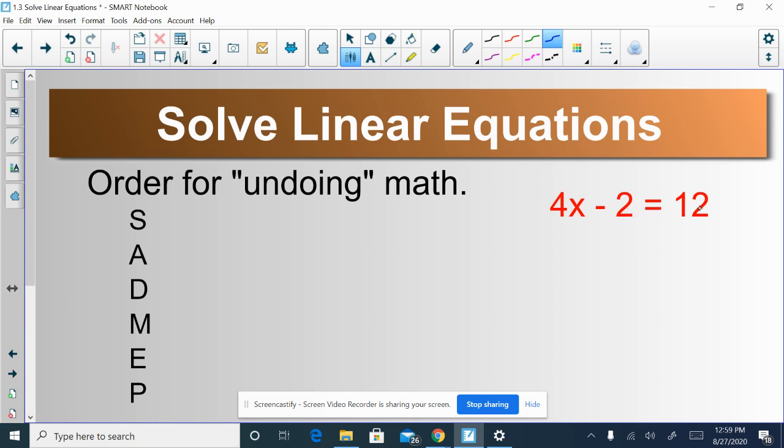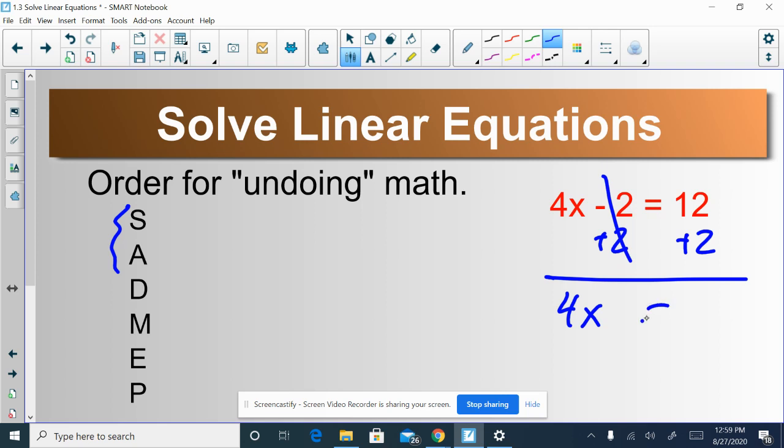So we should be able to do this pretty consistently, pretty effectively. 4x minus 2 equals 12. We should know that we would undo addition or subtraction first. There is a minus 2 here, and the way to undo minus 2 would be to add 2. And if we do it to one side, we have to do it to the other. Minus 2 and plus 2 cancels. Those are inverses of each other. And you get 4x is equal to 14.